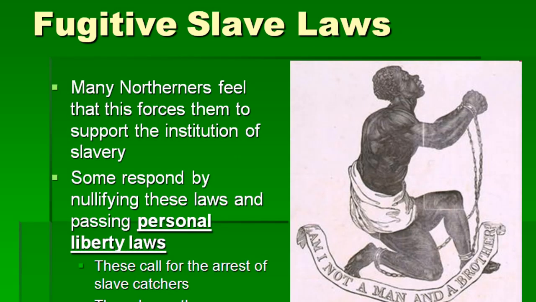Many Northerners feel that the Fugitive Slave Act forces them to support the institution of slavery, and some respond by nullifying these laws and passing personal liberty laws. Okay, personal liberty laws call for the arrest of slave catchers, and they charge these men with kidnapping. So that was their way of resisting the fugitive slave laws.